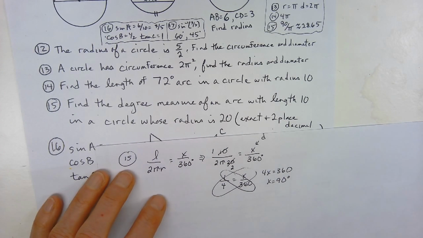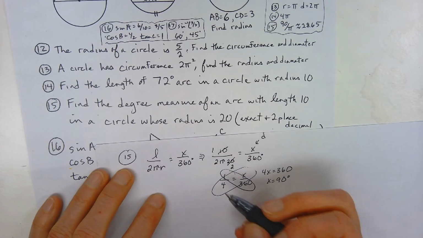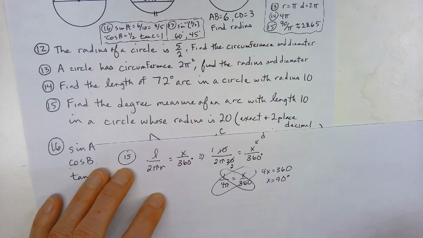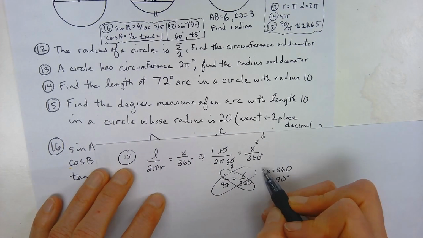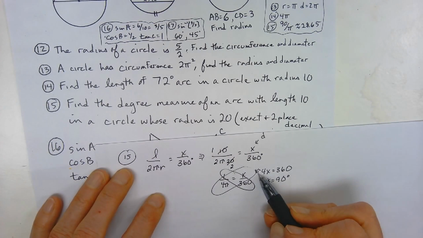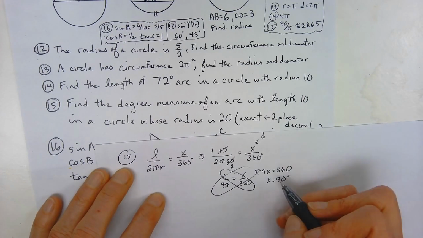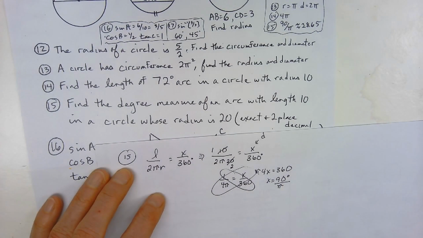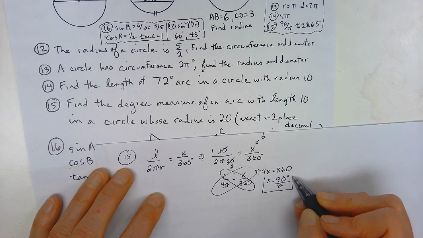Oh, I made a mistake somewhere. I lost my pi. There's a pi right there. So that is x times, I forgot my pi. 4x times pi equals 360. So x equals 90 over pi. So that's the exact answer.